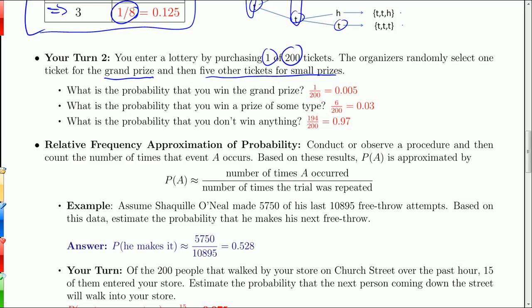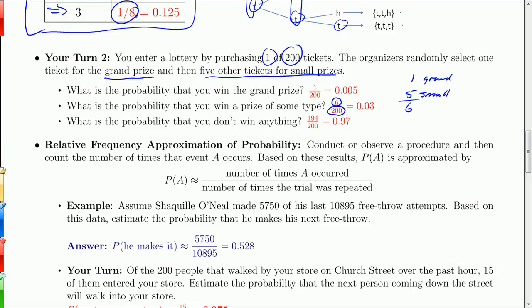What is the probability that you win a prize of some sort? Well, there's the one grand prize, and then there's the 5 small prizes. So that gives you a total of 6 possible prizes you could win. So you have 6 ways to win, or six different ways that you can walk out of there with a prize, and there's 200 entrants. So your probability went up to 6 out of 200.